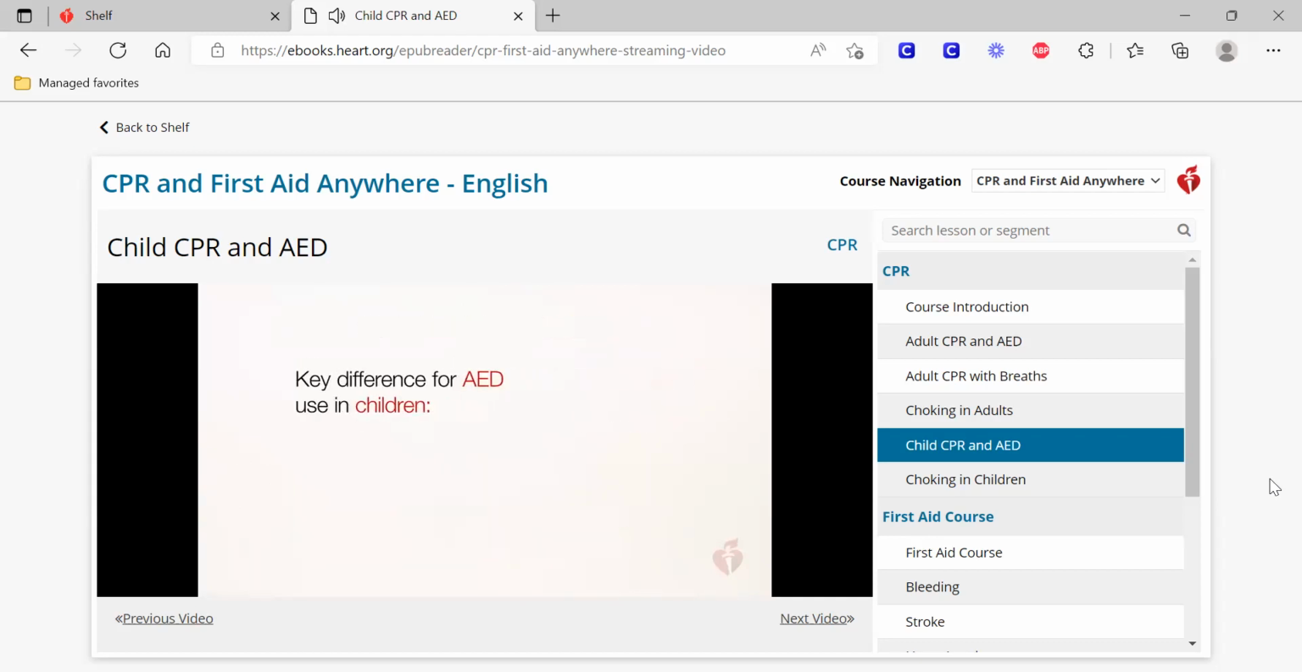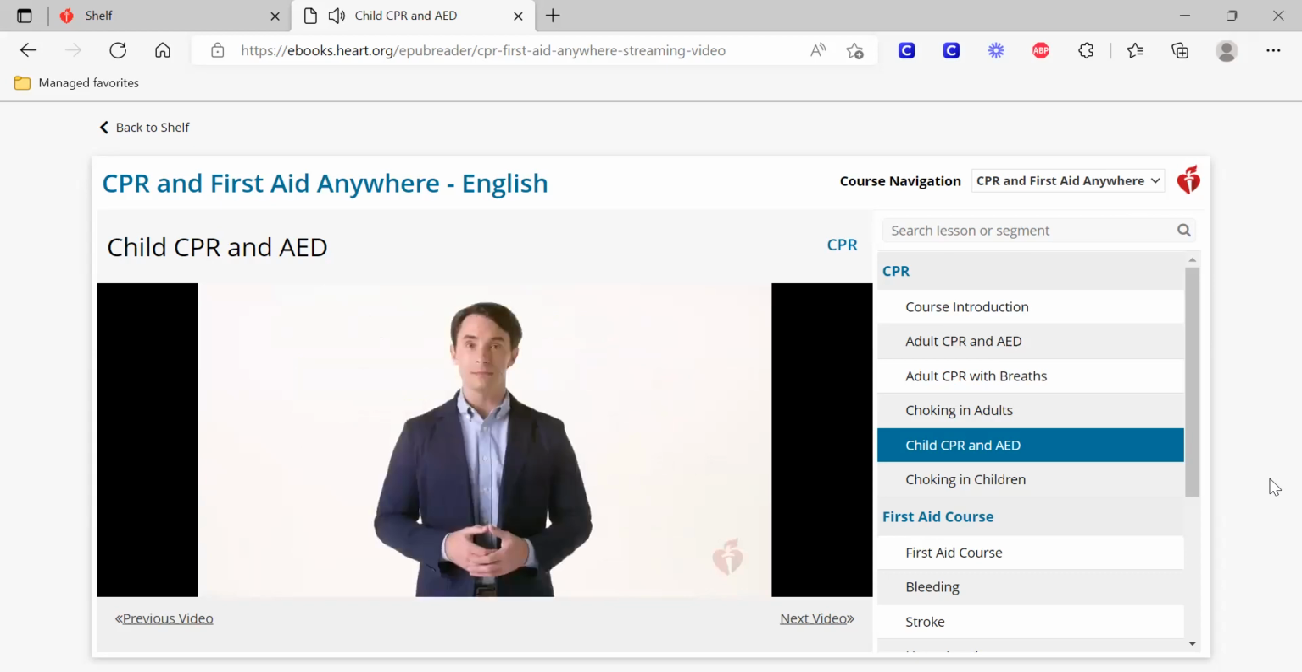You also learned that using an AED is very similar for adults and children. Just remember to use the child pads if they're available. If you have access to an AED, use it as soon as possible.